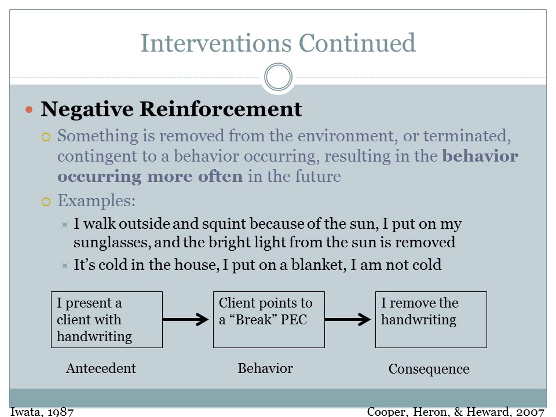Negative reinforcement. This is when something is removed from the environment or terminated, contingent upon a behavior occurring, which is going to result in the behavior occurring more often in the future. An example of this is putting on sunglasses when you go outside. You walk outside and you squint because of the sun. You put on your sunglasses, that's the behavior, and therefore the bright sun is removed from your eyes. You're going to be more likely to put on your sunglasses when you go outside so that you don't have the bright sun in your eyes.